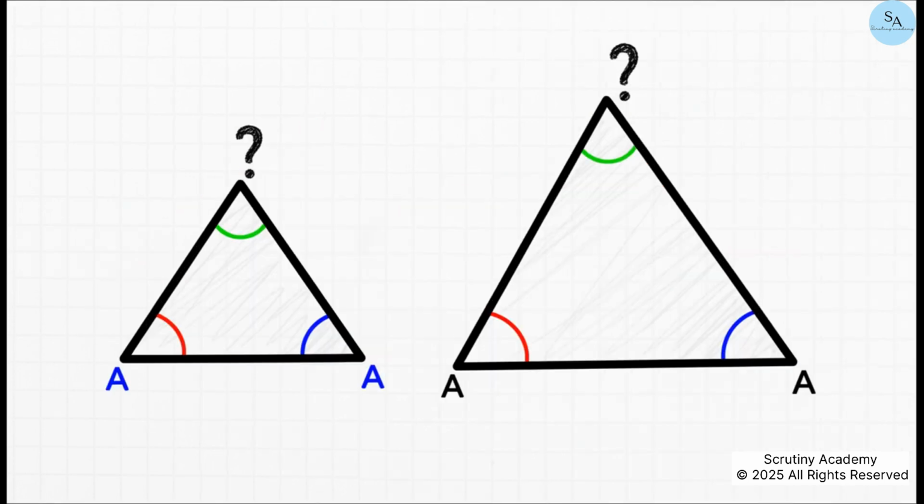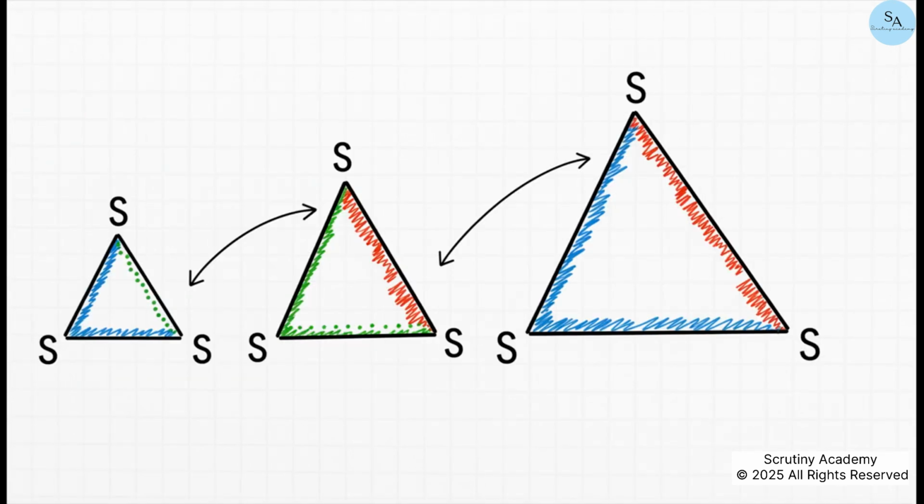The rule here is just so simple. If you can find just 2 angles in one triangle that are equal to 2 matching angles in another, that's it. You're done. The triangles are similar. You might be wondering, why only 2? Well, if 2 angles match up, the third one has to match too, since they all have to add up to 180 degrees.